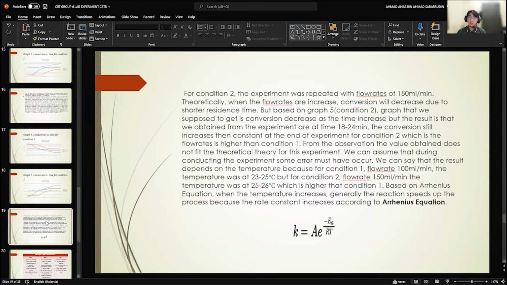We can also say that the result depends on the temperature. For condition 1, at a flow rate of 100 milliliters per minute, the temperature was 20 to 25 degrees Celsius, but for condition 2, at 150 milliliters per minute, the temperature was 25 to 26 degrees Celsius, which is higher than condition 1. Based on the Arrhenius equation, when the temperature increases, the reaction generally speeds up because the rate constant increases. This is the Arrhenius equation: k equals A e to the negative Ea over RT.